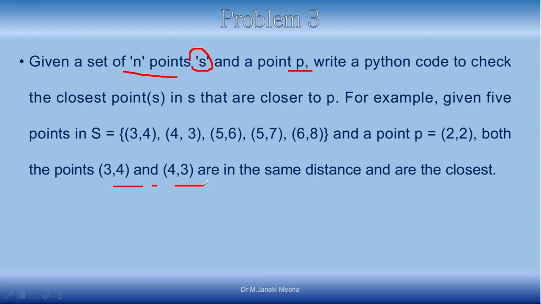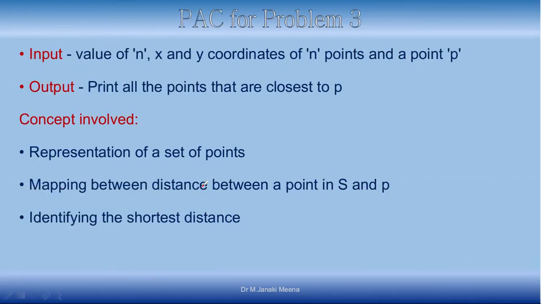2 points are here. So when we look at the input, it is going to be the value of n, the number of points in the set, and then the x and the y coordinates of the n points and a point P. And the output is you have to print all the points that are closest to the point P.